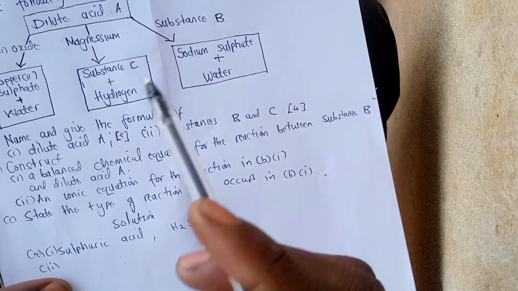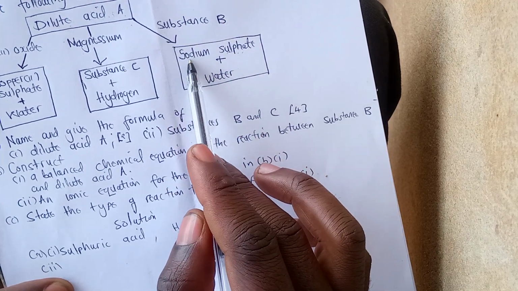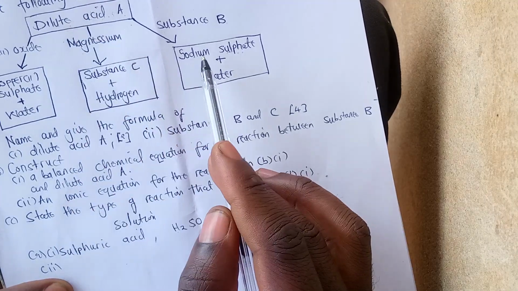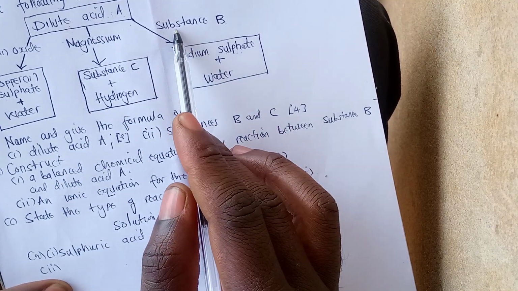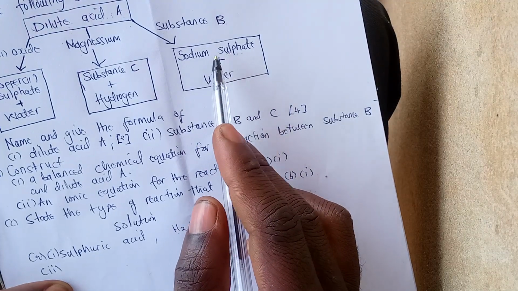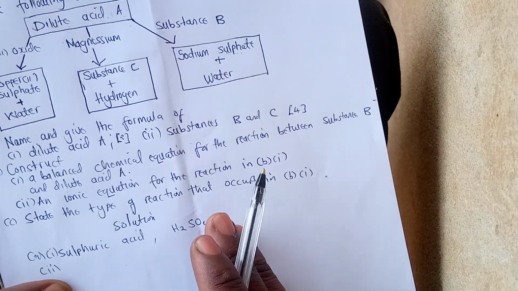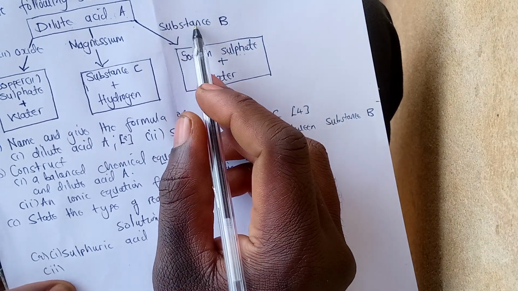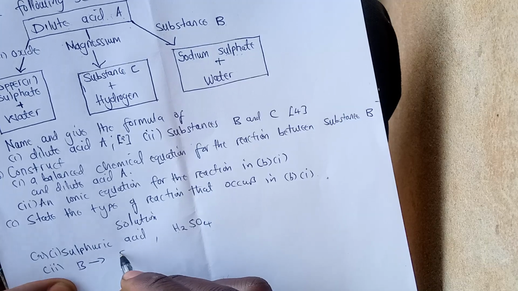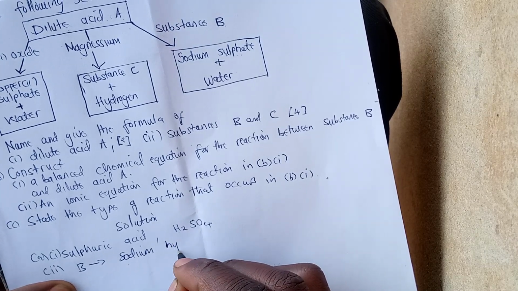Now this base was a base of sodium, because we have sodium here. We know the acid is sulfuric acid, no wonder we have sodium sulfate. So the base can be sodium hydroxide. Sodium hydroxide is a base. So substance B is sodium hydroxide.